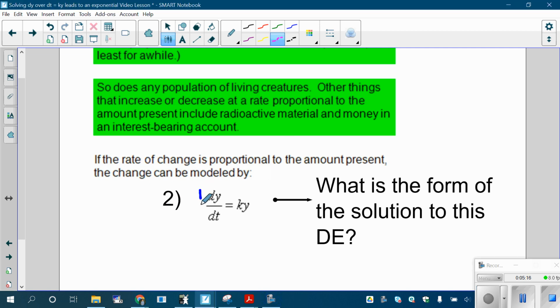If you have a differential equation that looks like this, in other words, dy/dt or dy/dx equals a constant times y, the solution is going to be exponential. Why? Because there's not a lot of functions whose derivative is just 6 times the original function. Usually the derivatives are completely different.